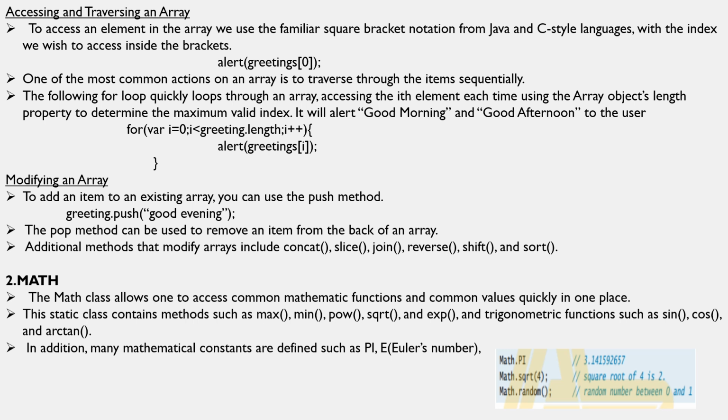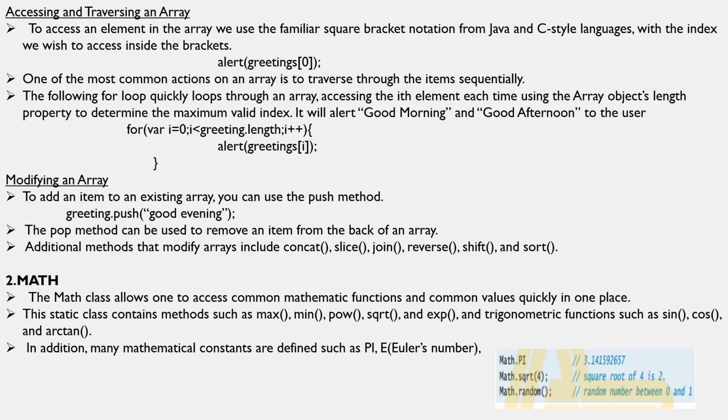One of the most common actions on an array is to traverse through the items sequentially. The following is a loop that quickly loops through an array, accessing the ith element each time, using the array object's length property to determine the maximum valid index. So for var i equals 0, i less than greetings.length, i plus plus, alert greetings of i. It will alert good morning and good afternoon to the user.